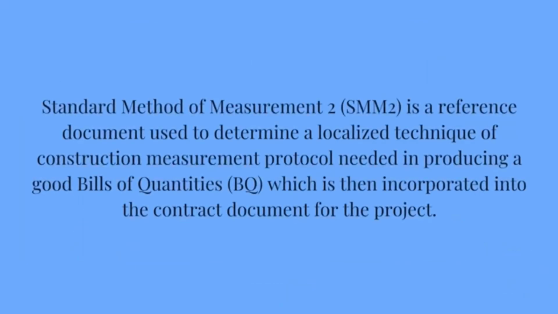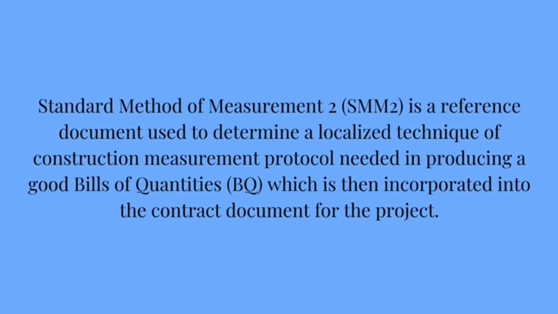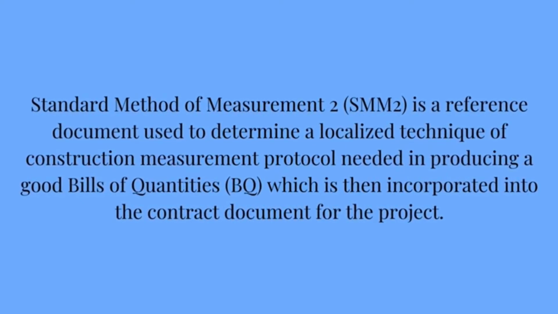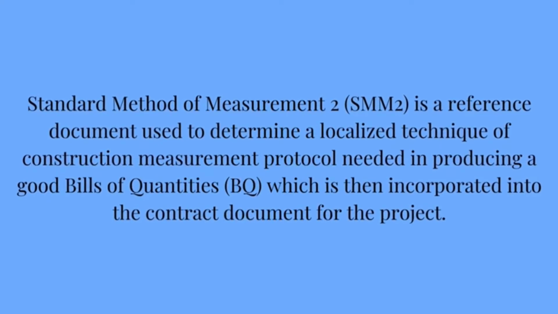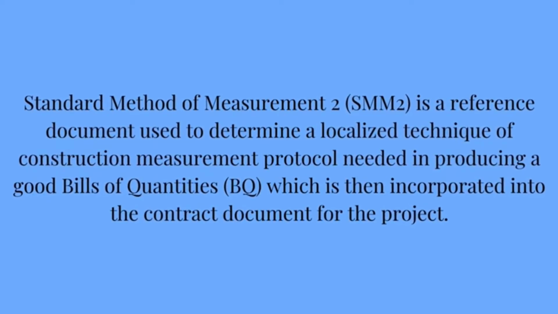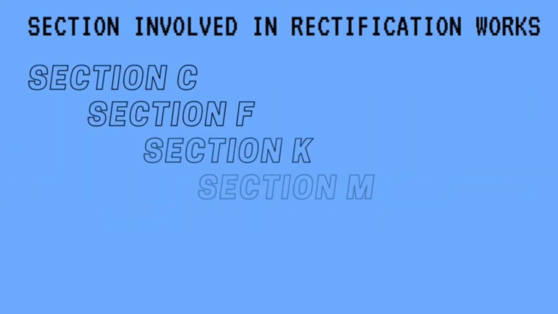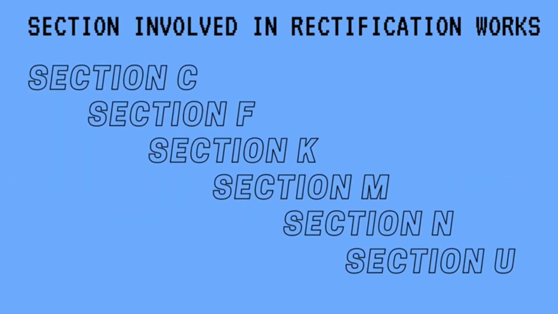Standard Method of Measurement 2 is a reference document used to determine a localized technique of construction measurement protocol needed in producing a good bills of quantity, which is then incorporated into the contract document for the project. This is the section involved in rectification works.